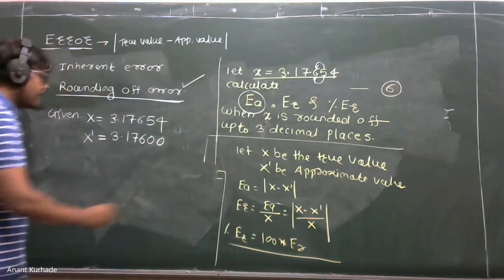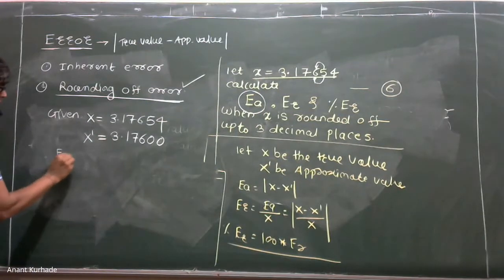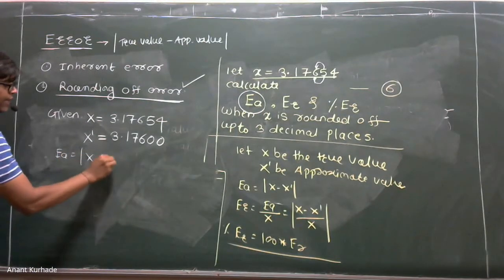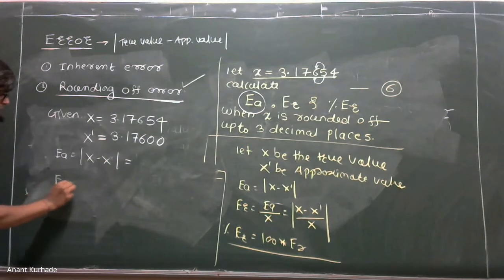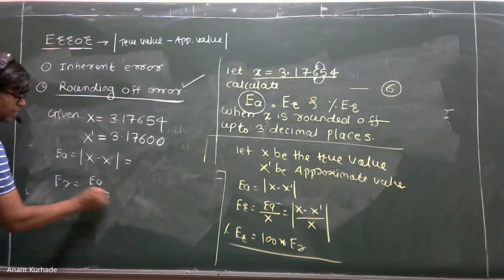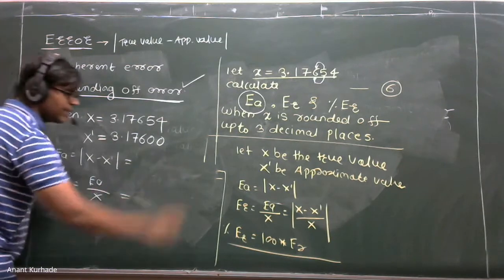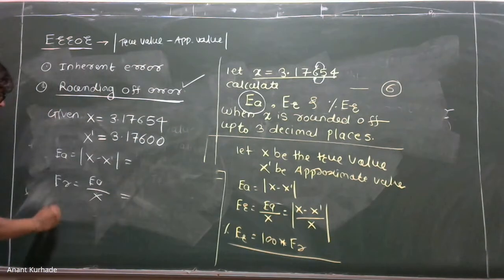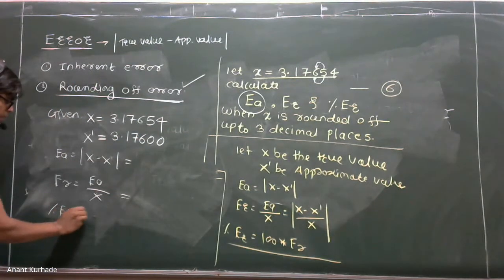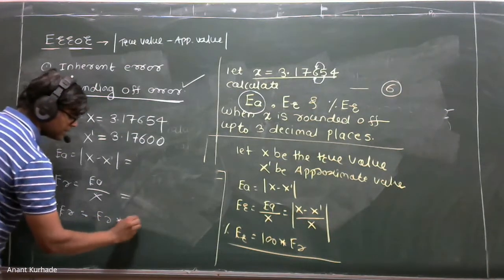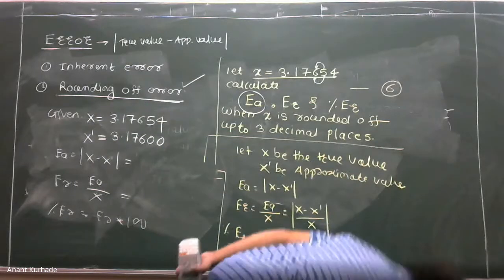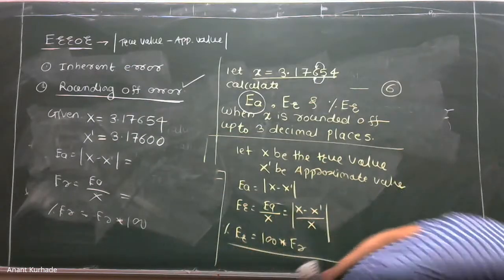So we have to calculate EA. Write down EA is equal to mod of x minus x dash, and find the answer. Again, EA divided by x; calculate the answer up to 4 decimal places. Percentage ER: multiply this by 100. Do this and tell me the answer. You can have this question, very simple. You can get this question for 6 marks in the examination also.